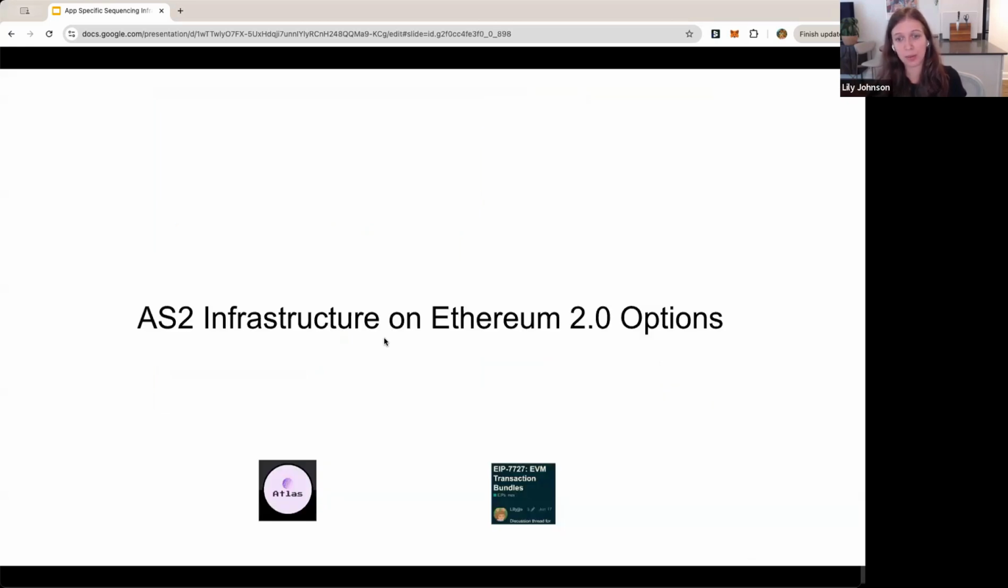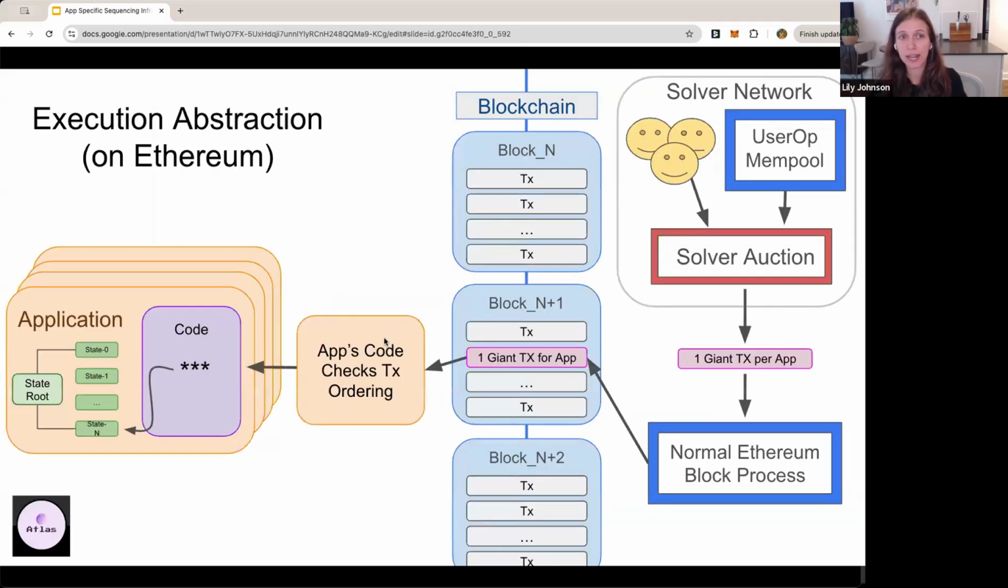Now we're going to look at ways that we can do application specific sequencing on Ethereum 2.0. Just because I know Ethereum 2.0, at least I'm mostly in the ETH community, so this is where a lot of brain power goes. We're going to look at two options. The first option is called execution abstraction. I think the term was coined by the Fastlane people with their Atlas EVM.